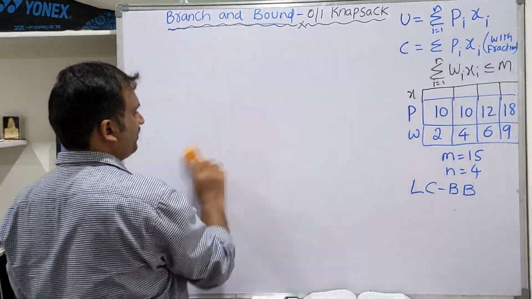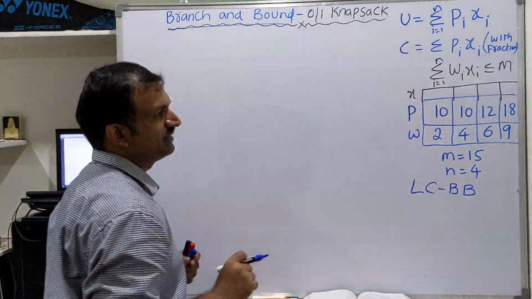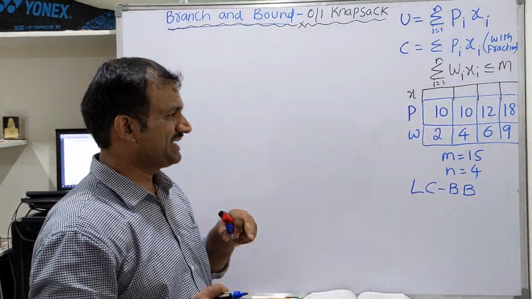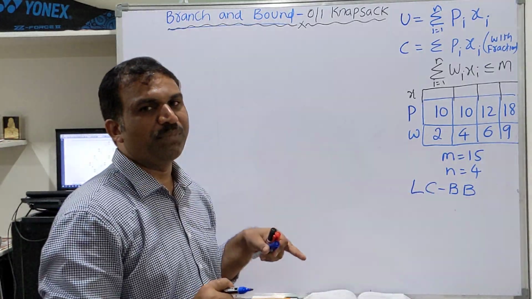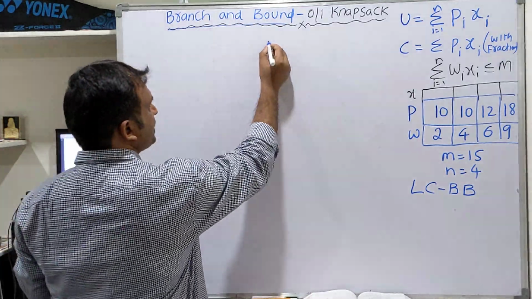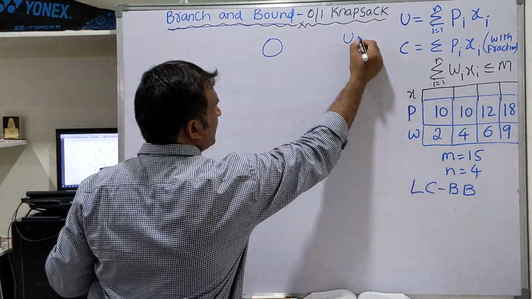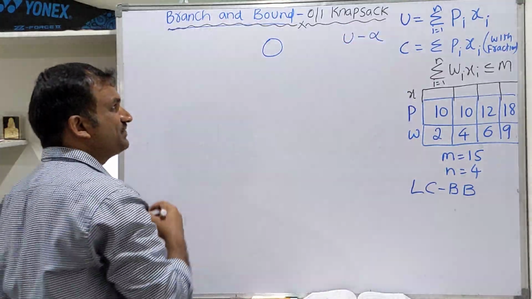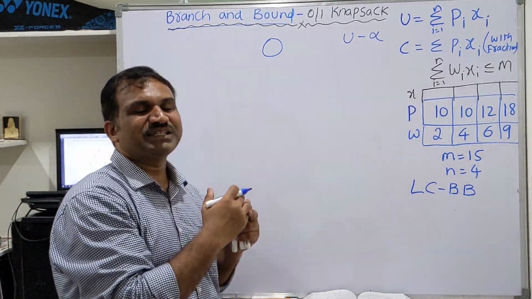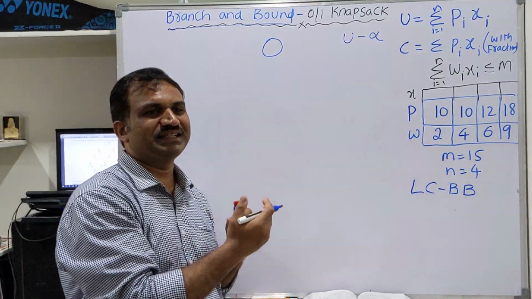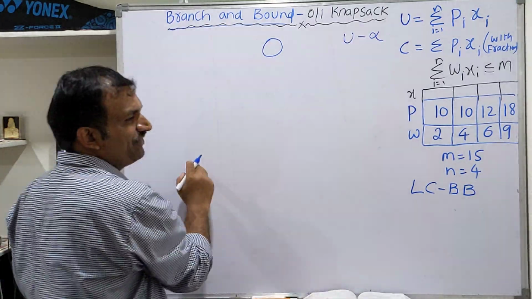In the example problem, the list of profits given is 10, 10, 12, 18 and the weights are 2, 4, 6, 9. Now let me start solving using least cost branch and bound. Initially we start from the root node, where we have an upper bound and a lower bound. The initial upper bound is infinity. As we said, branch and bound is used for minimization problems, so let us convert the maximization problem into minimization, that is, let us take the negative values. The upper bound is initially infinity.